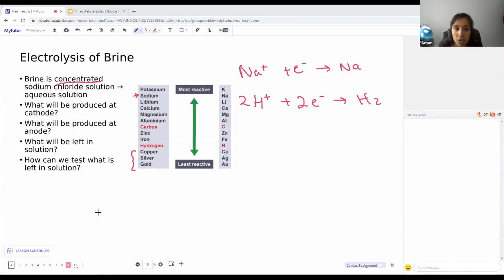Good, chlorine will be produced. And the reason for that is it's concentrated, so we form chlorine at the anode. And remember then that chlorine forms Cl- ions. So does anyone want to write the half equation for chlorine for me? Because I don't think we've done that one yet. So the half equation for chlorine.